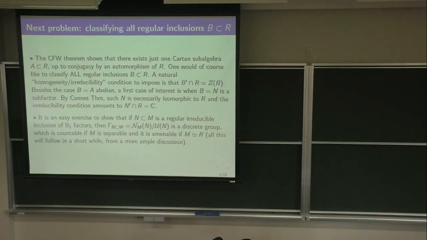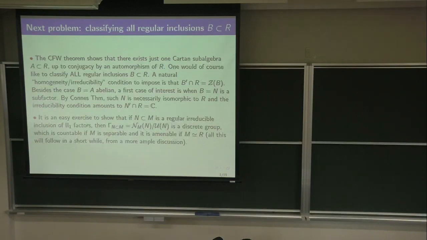We impose this condition always. It's really very natural. So this is something you'll always assume for this type of problem, this relative commutant condition. Okay, the relative commutant of the subalgebra should be included in B, meaning that it's equal to the center.